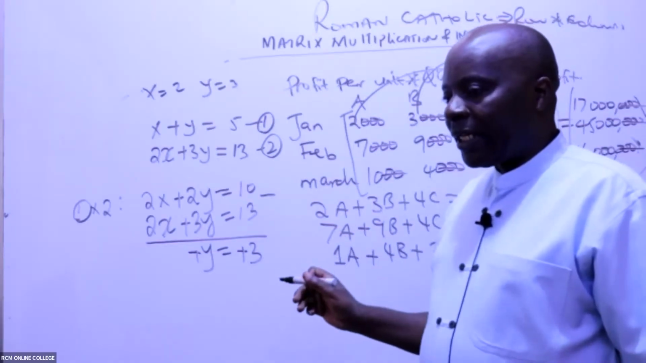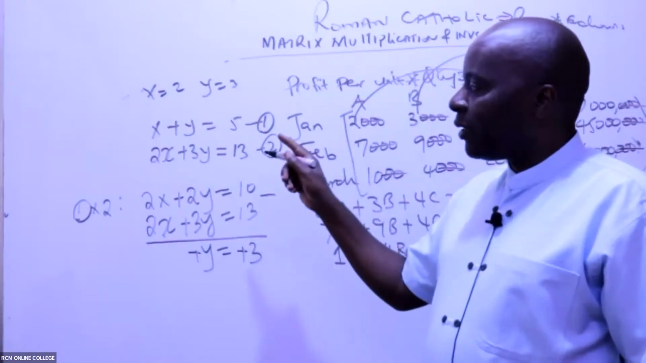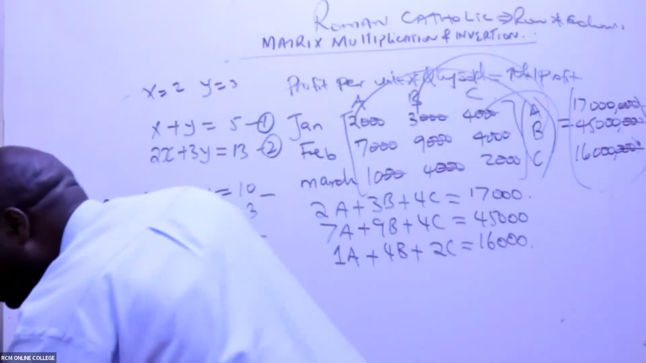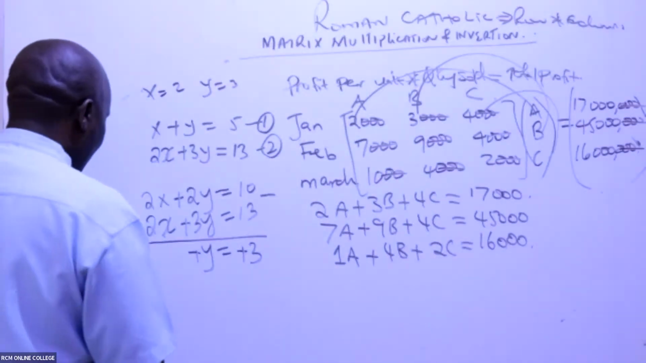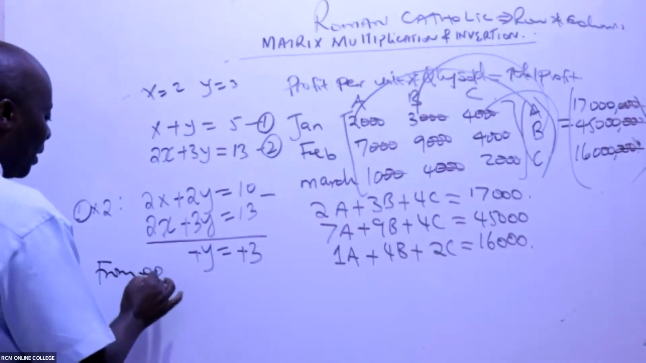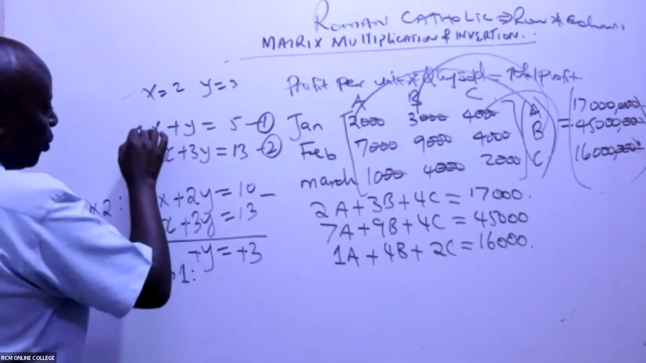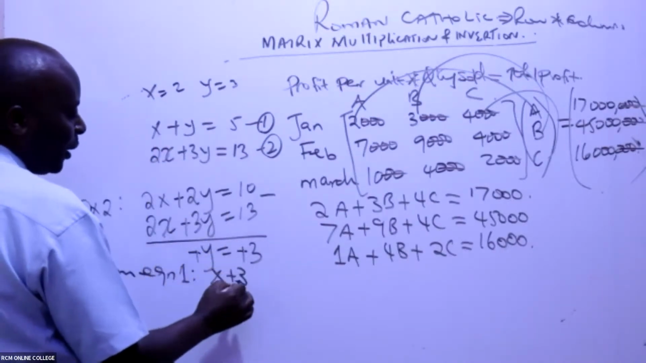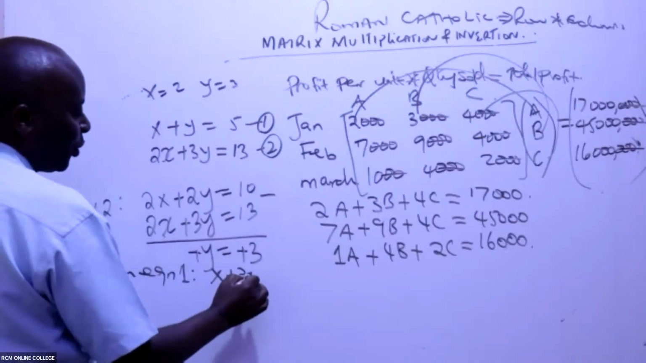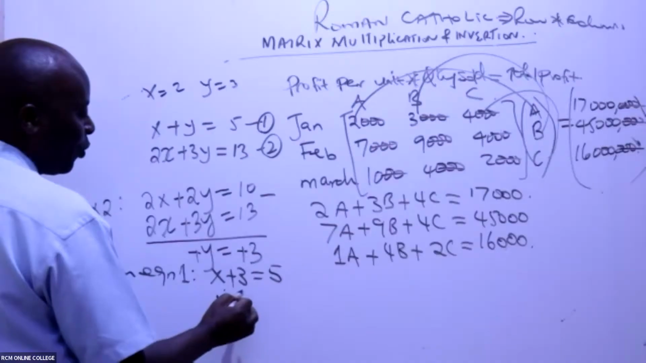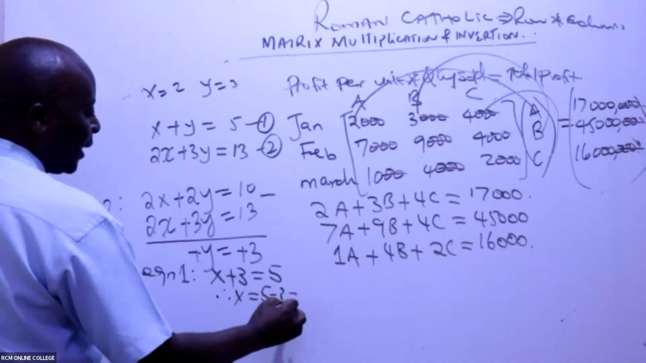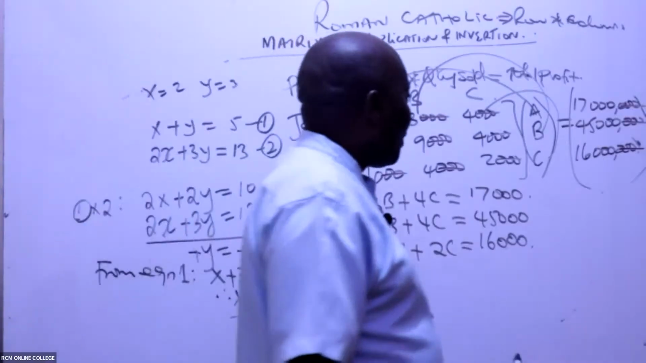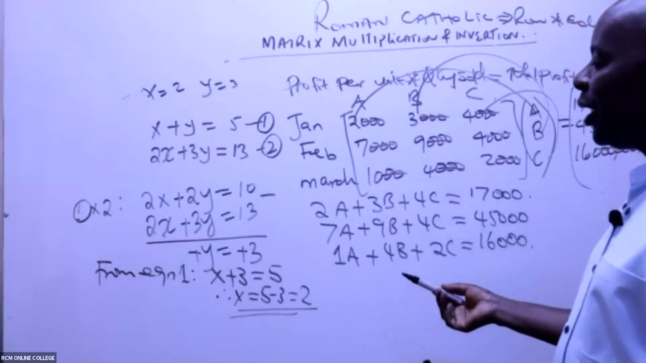Once I get that, I will be able to get the value of x from any of the two equations. So from equation 1, we know equation 1 is x plus y. And y, we have gotten to be 3. x plus y, which is 3, equals 5. Therefore, x will be 5 minus 3, which gives me 2.